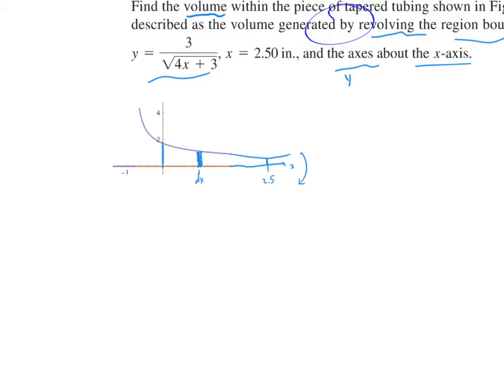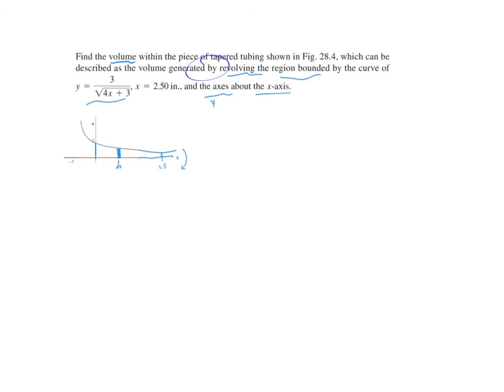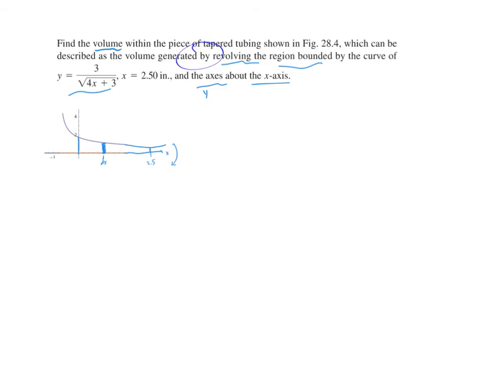So we might need to look up a formula here and there, but fortunately you're watching the notes for this section, so I can give you the formula. V equals pi integral a to b f of x squared dx. Pi r squared is for that disk, pi times f of x squared.